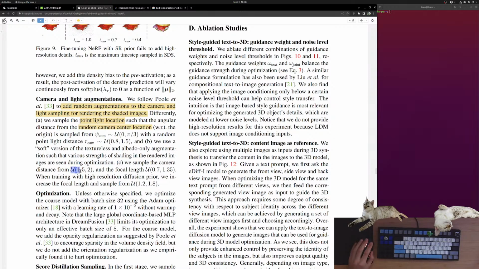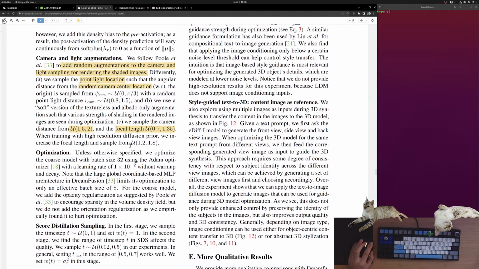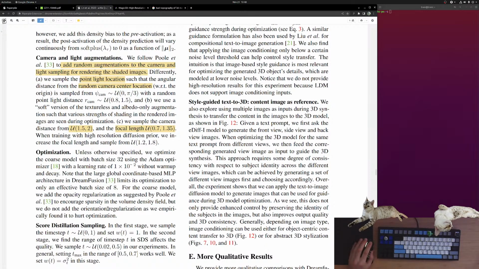Yeah, different camera distances, different focal lengths, so they're doing a little bit of domain randomization on the focal length and the camera intrinsics as well. Yeah, so here, training from scratch for the coarse model, much larger learning rate.